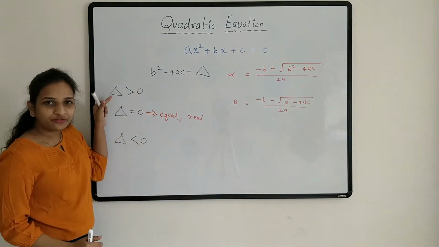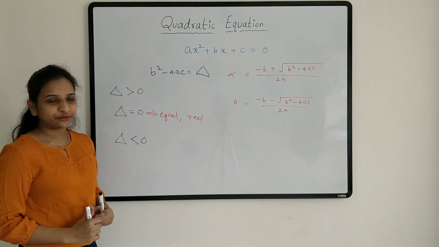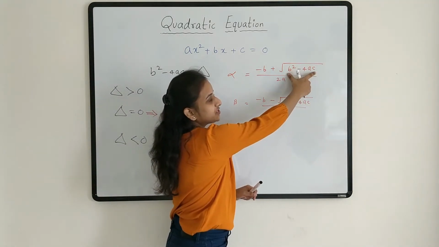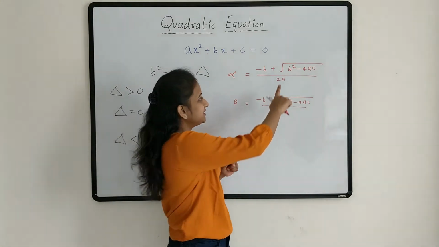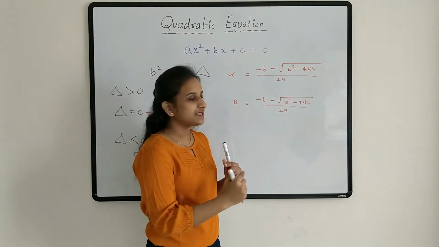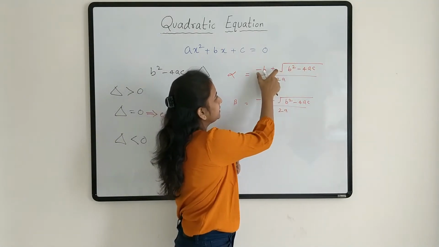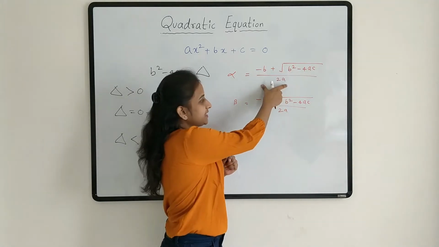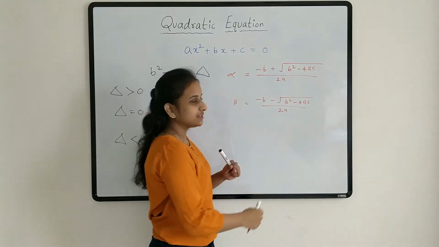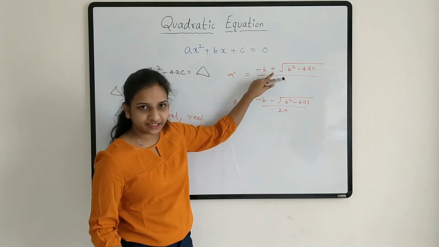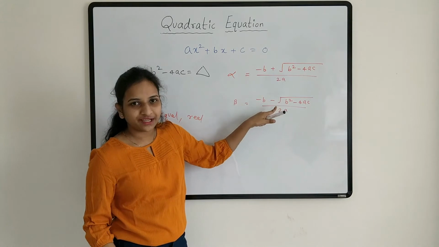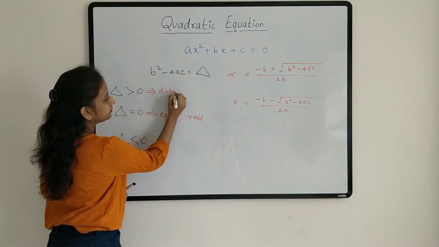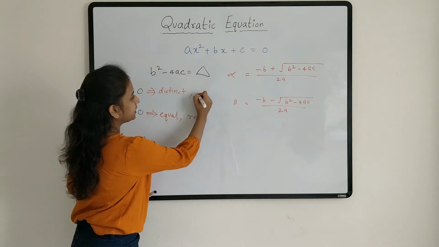Now let's find it out for positive discriminant value. If the discriminant value b square minus 4ac is positive, means square root of positive is a real number. So this minus b plus real number by 2a, this is real and even this is real. So both the roots are distinct. They are not equal. So we get distinct root and real.